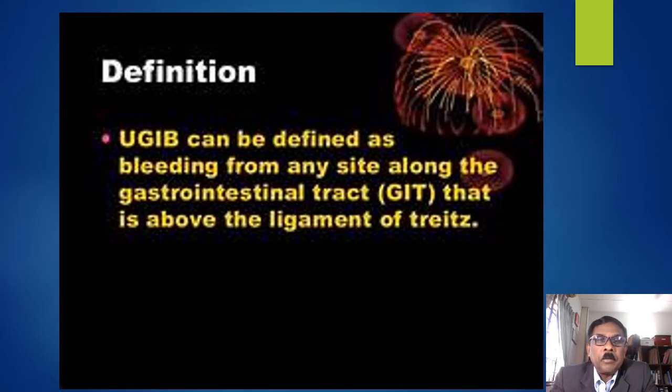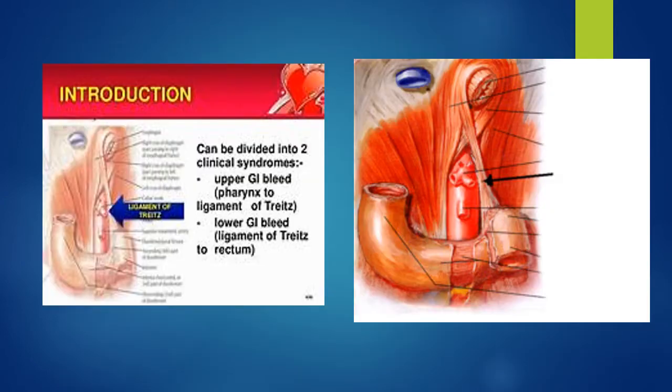Upper GI bleeding, or UGIB for short, is defined as bleeding from any site along the gastrointestinal tract that is above the ligament of Treitz. The ligament of Treitz is the fibrous band that attaches the duodenojejunal junction to the posterior abdominal wall around the diaphragmatic hiatus.